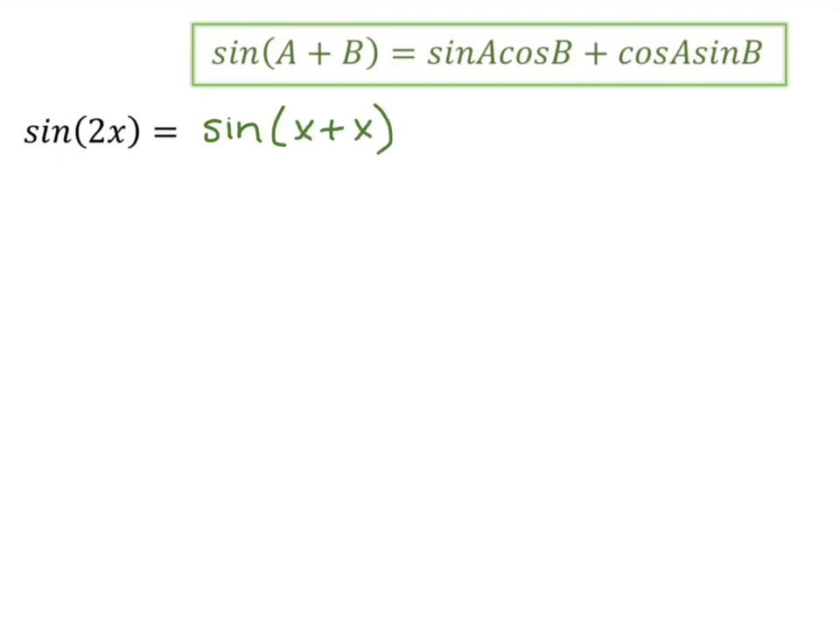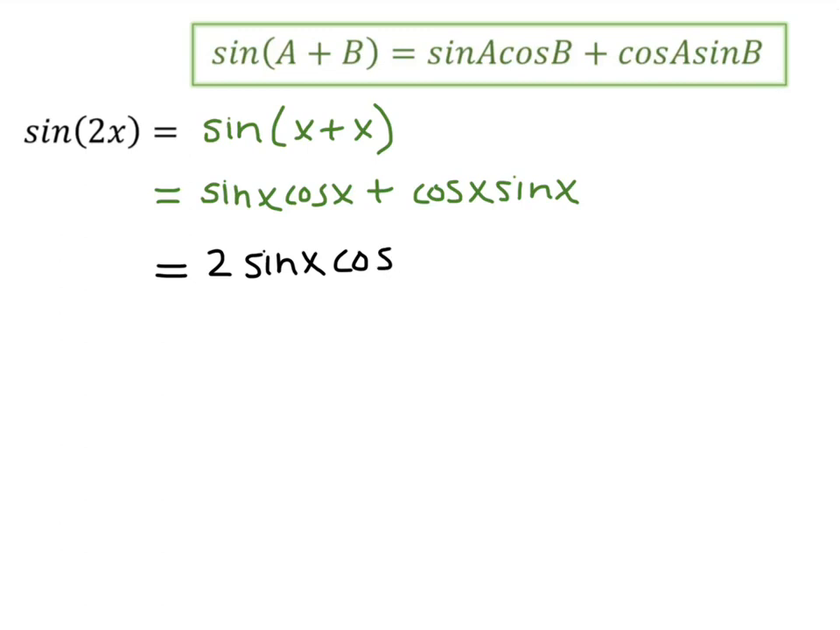by addition. Now we can make use of the addition formula above by replacing a with x and b with x. And we can write this as sine x cosine x plus cosine x sine x. And we have two sine x cosine x terms, so we can add them together and call it 2 sine x cosine x. So what we have is that the double angle for sine of 2x is equal to 2 sine x cosine x.